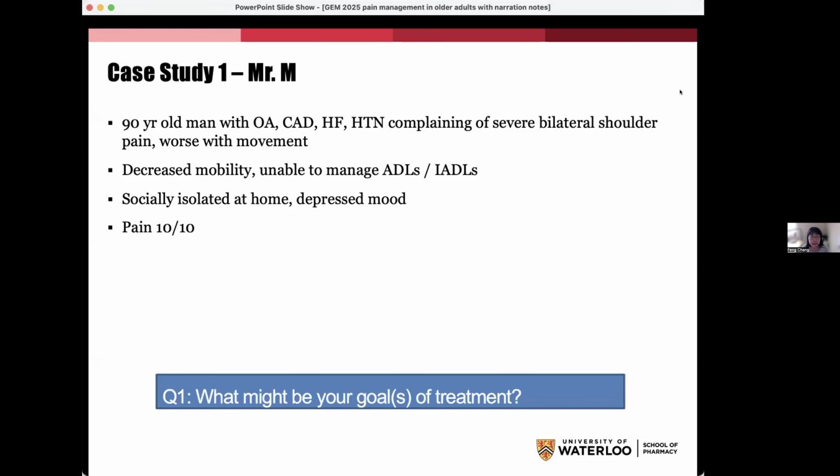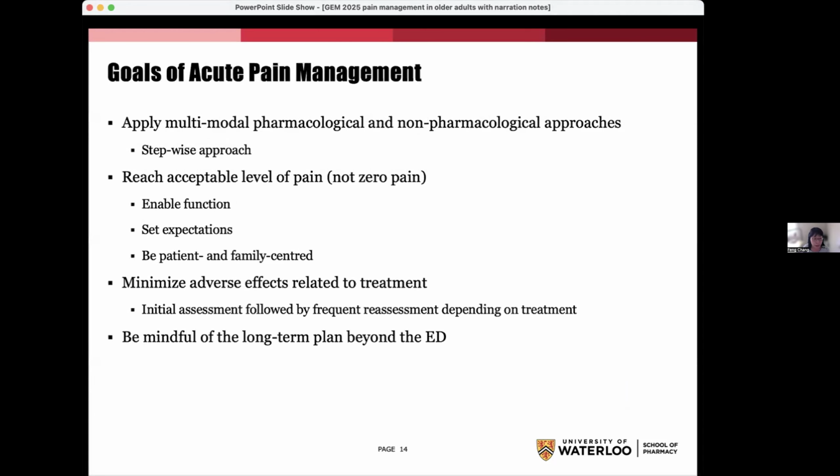And I guess I don't know what the best way is to do this. Maybe just let me see if I can see the chat. There we go. Oh, thank you. Somebody put the link to the EPAT in there. Thank you very much for that. Great. And yeah, if you want to throw out some goals that you might want to focus on for this patient, acute goals, longer term goals, and I'll continue to chat a bit about the goal setting.